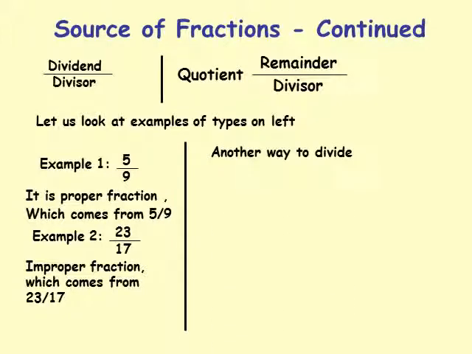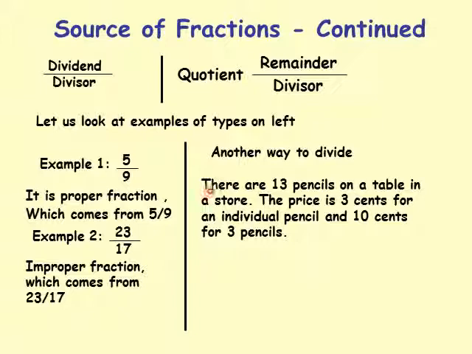Let's continue here. Another way to divide, we're going to do that. We'll take this example here. There are 13 pencils on a table in a store. The price is 3 cents for an individual pencil and 10 cents for 3 pencils, and somebody wants to buy all of them and pay the least amount of money, so they're trying to make groups of 3s so that they can save some money.